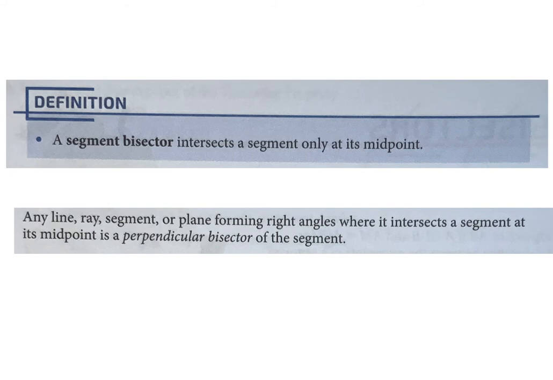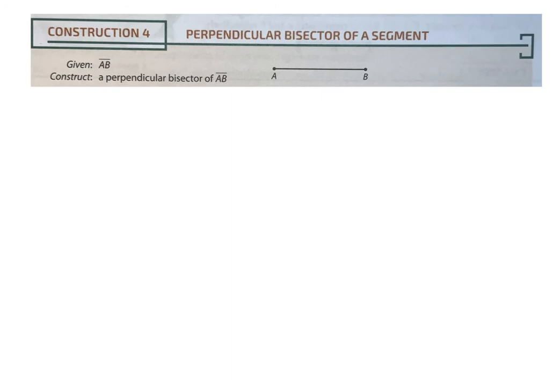And if it forms right angles, then it is called the perpendicular bisector specifically. So bisectors can cross at the midpoint at any angle, but if it does at right angles, it's called a perpendicular bisector. So this is the first construction that we're going to do. The very first construction is a perpendicular bisector. Look at construction number 4. Perpendicular bisector of a segment.